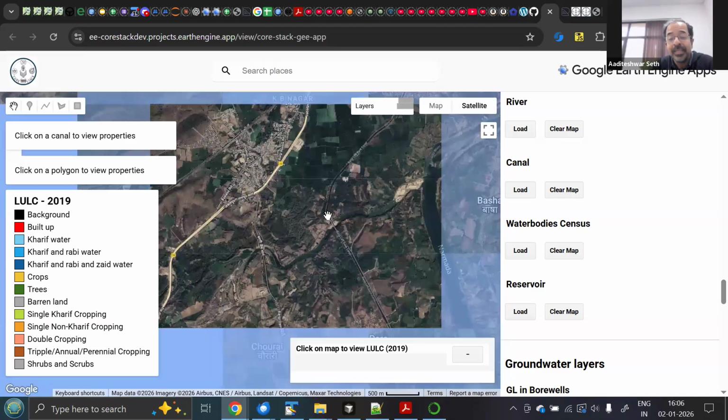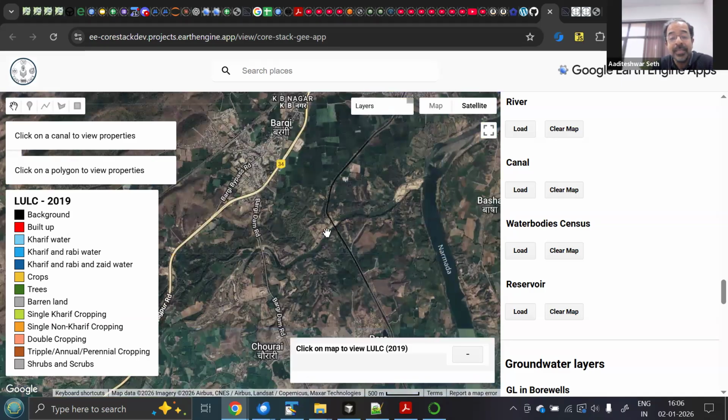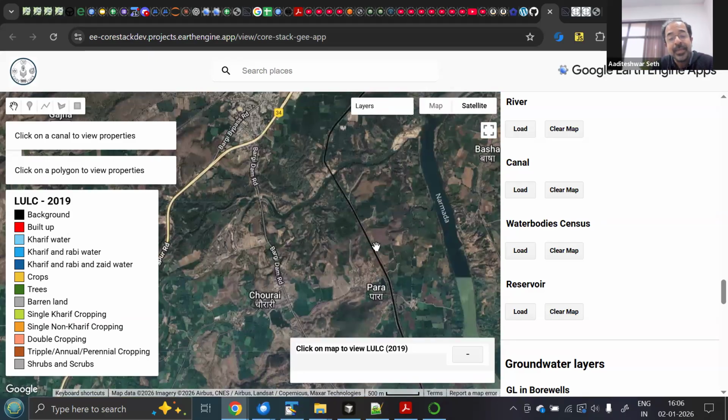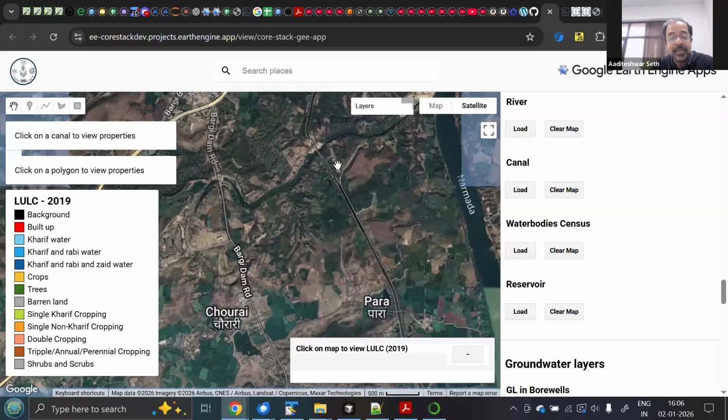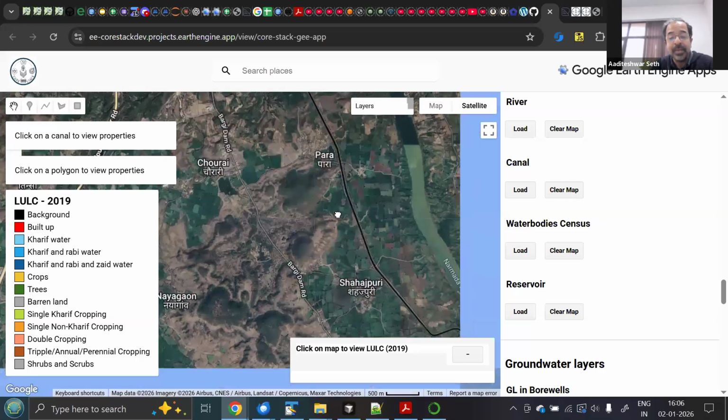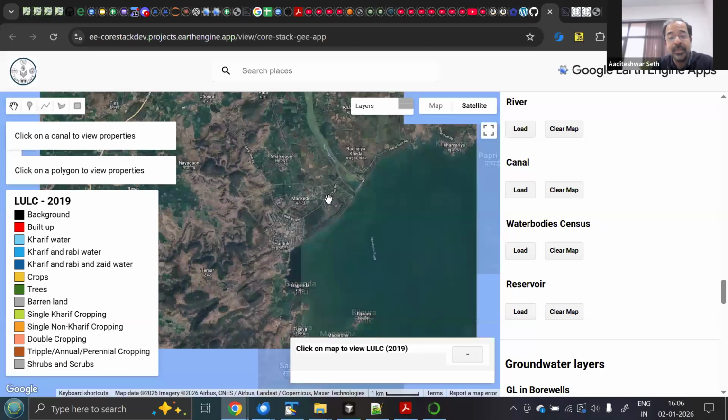Yeah, quite interesting. Acha, the Narmada is here. This must be some tributary. Okay. So I think if we start looking at it, lots of interesting things can be done.